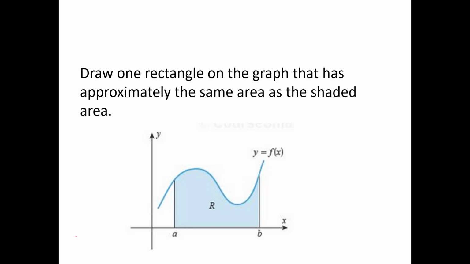Now, if you're going to draw a rectangle that has approximately the same area as the shaded area, then it really wouldn't make any sense to make a rectangle that had any other width other than the distance from A to B. So we're going to make our width go from A to B. And then it really would make no sense to either stop below this here or go way up here. That would clearly be an underestimate. And this would clearly be an overestimate.